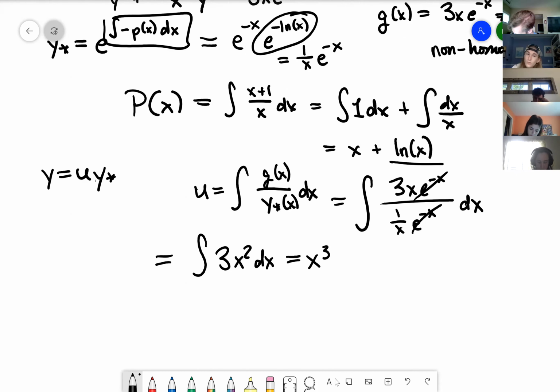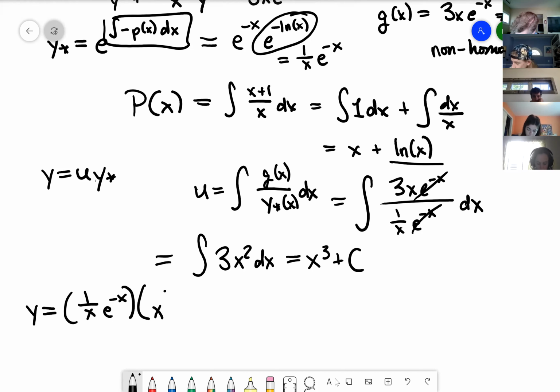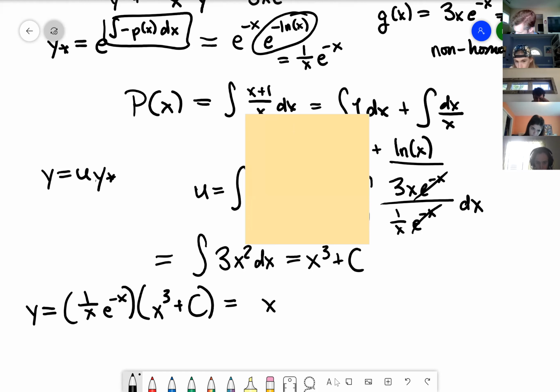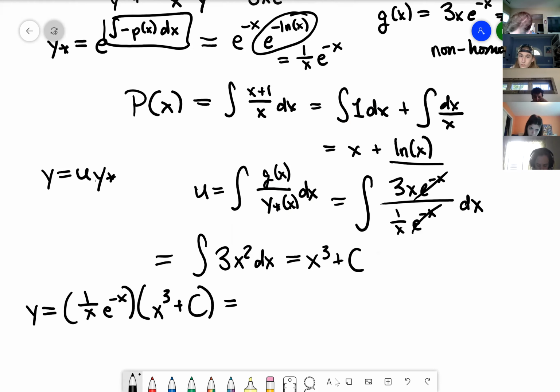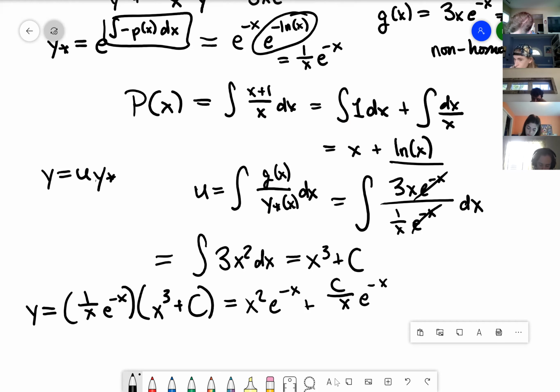And now we'll throw in a constant of integration, so that will give us our general solution. So what we ultimately get is, well, let's not multiply it out, let's actually show that. x times (x cubed plus c) is just x to the fourth plus c x. So we get y equals x squared e to the minus x plus c over x. That's it. So there's our solution.